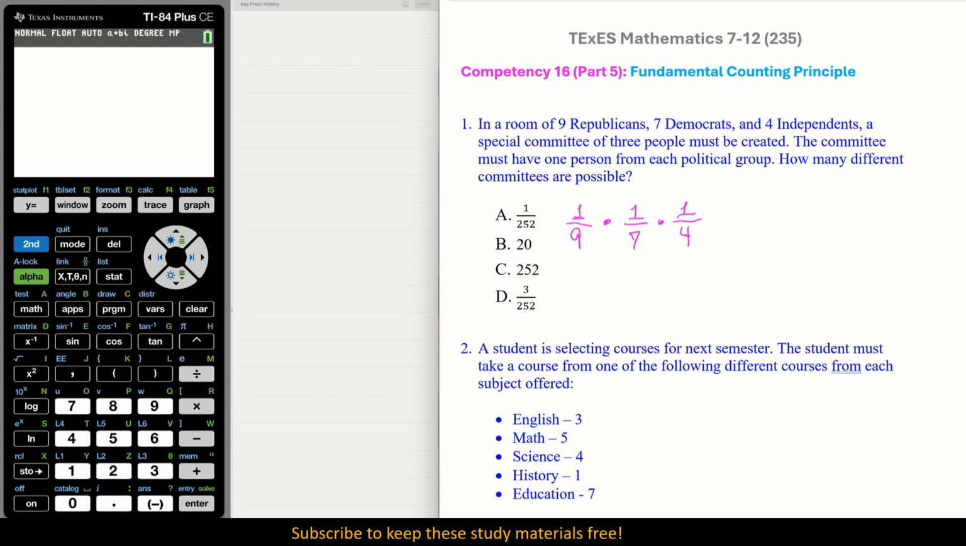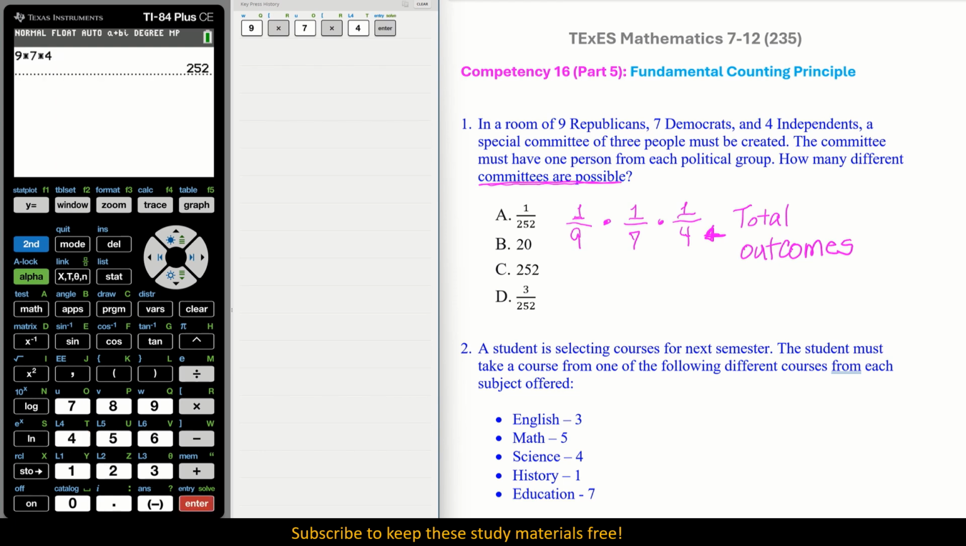But because of the way it's stated, what are the total possible? That should have given us a clue that what they're really asking for is total outcomes. So we just multiply the denominators together. 9 times 7 times 4 gives us 252. That would be the total possibilities.